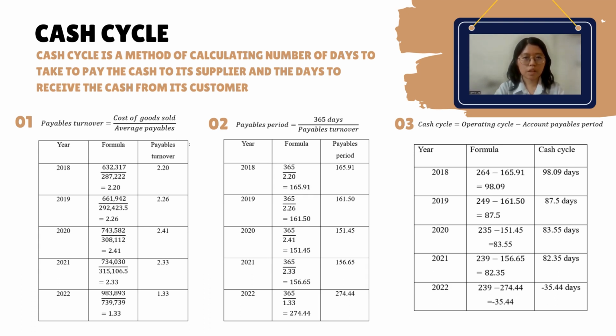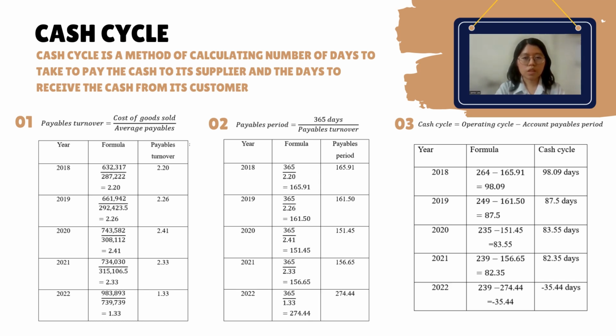So what is cash cycle? Cash cycle is a method of calculating the number of days for the company to pay its suppliers and the number of days for the company to receive cash from its customers.